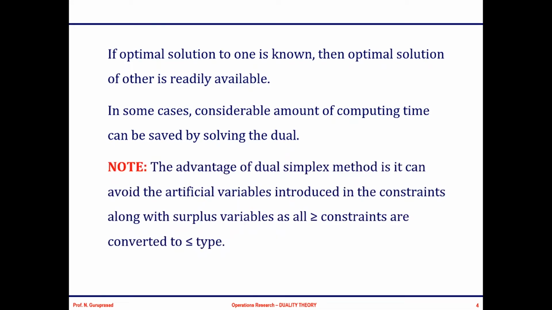A point to be noted is that the advantage of the dual simplex method is that it can avoid the artificial variables. That is the major advantage of the dual simplex method. You can avoid the artificial variables introduced in the constraints along with the surplus variables, as all greater than or equal to constraints are converted into less than or equal to type. So that is the reason you can always avoid artificial variables going into the first table of your simplex table.